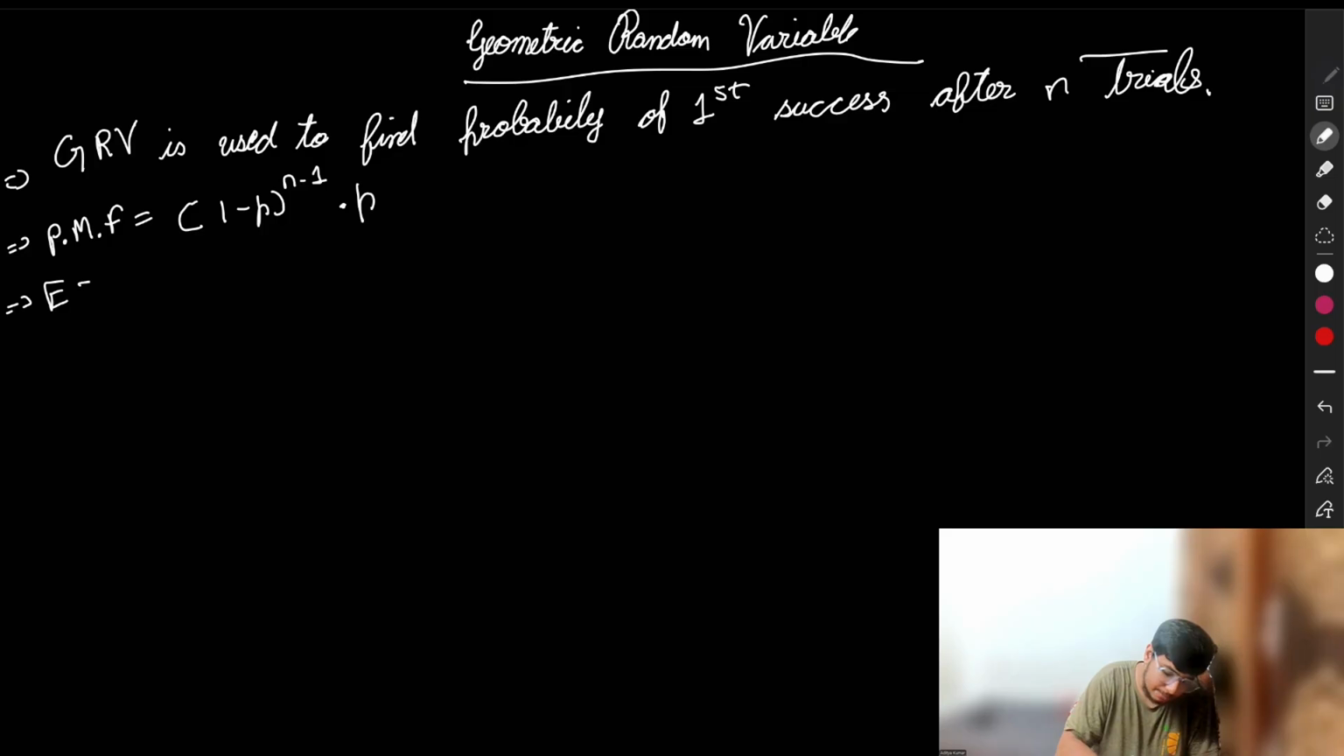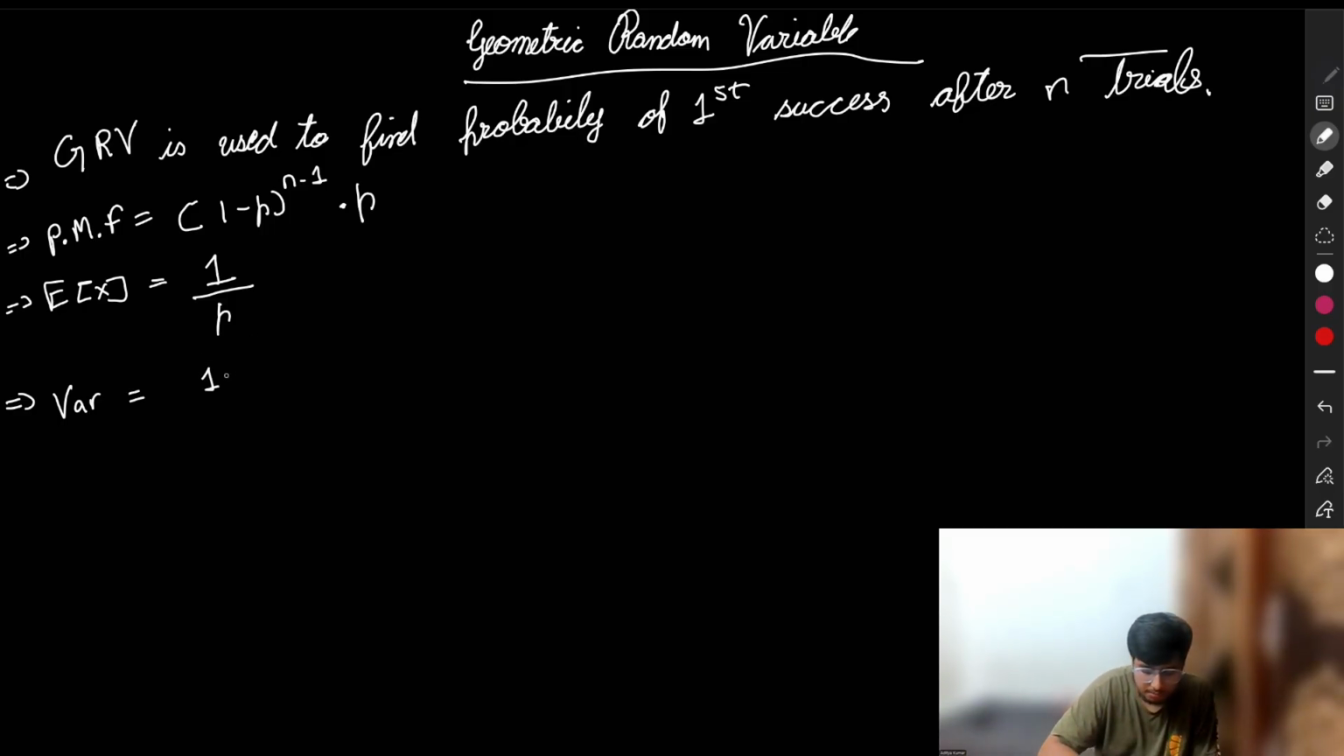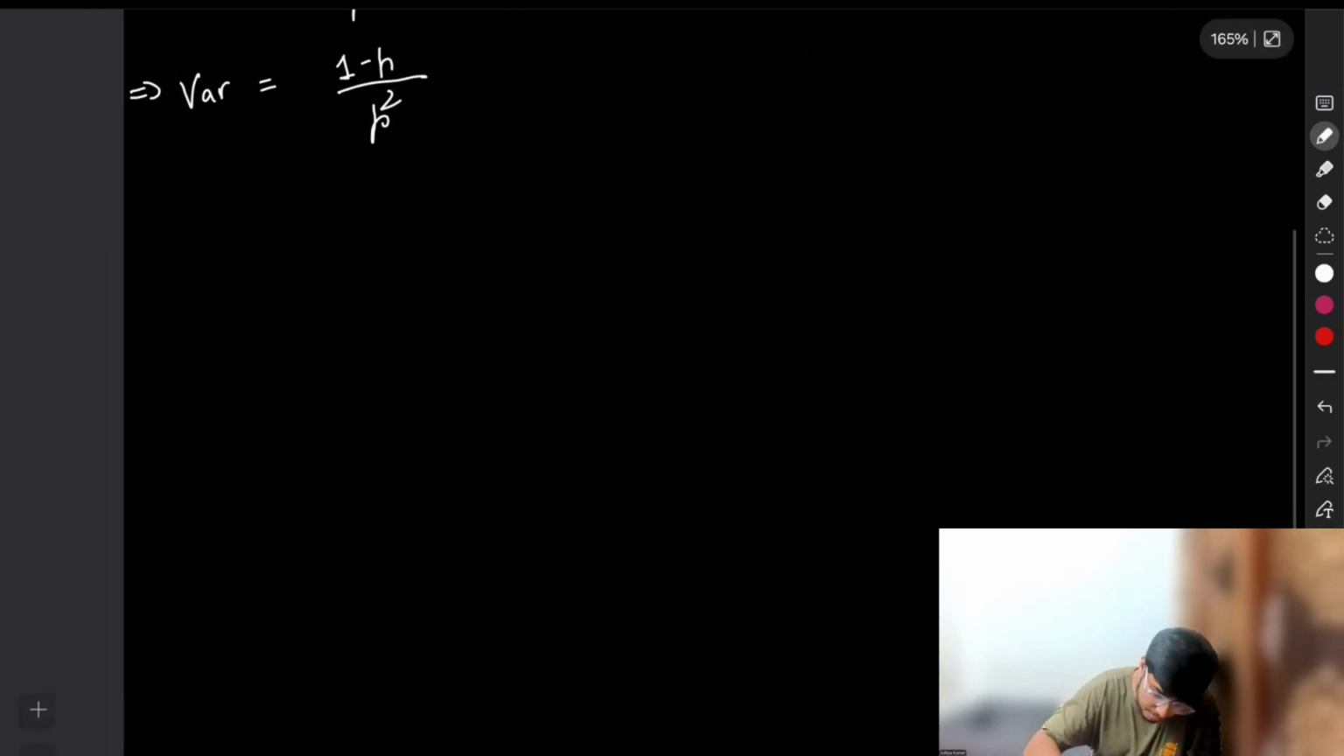Let's see the expectation of the geometric random variable, which is very simple, 1 upon P. Now let's see the variance. Variance is equal to (1 minus P) upon P square. Okay, so this is our geometric random variable. After explaining the next random variable, which is the negative binomial random variable, we are going to do a question also.